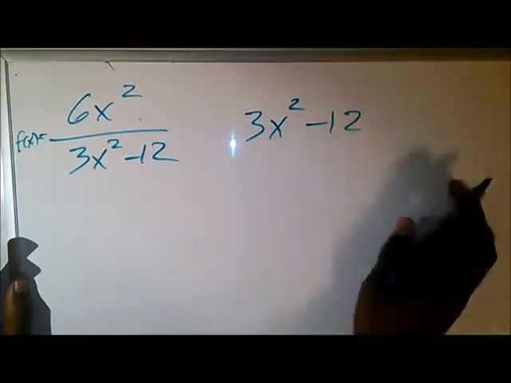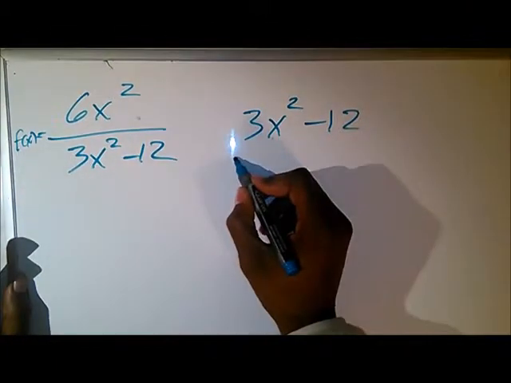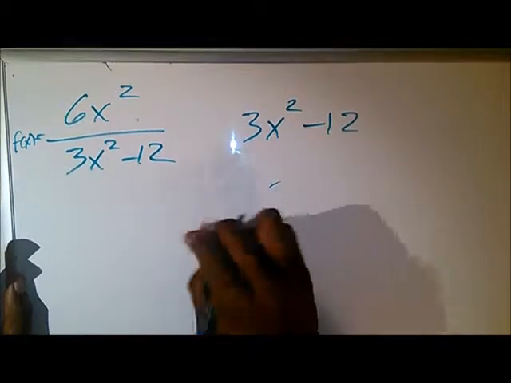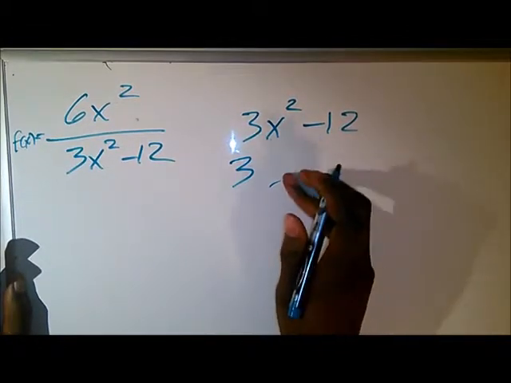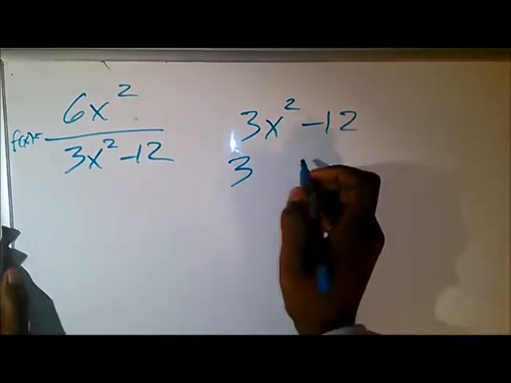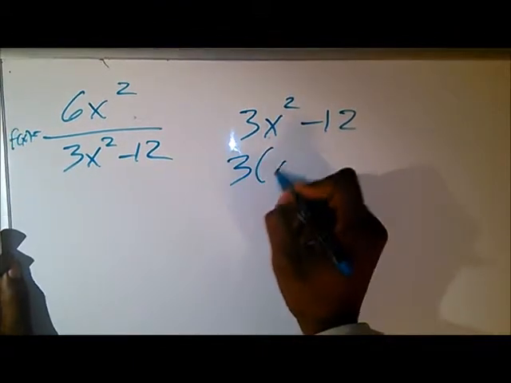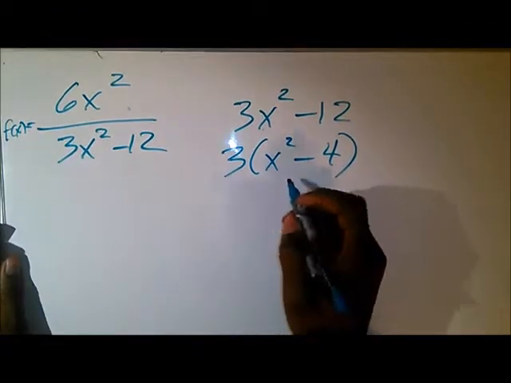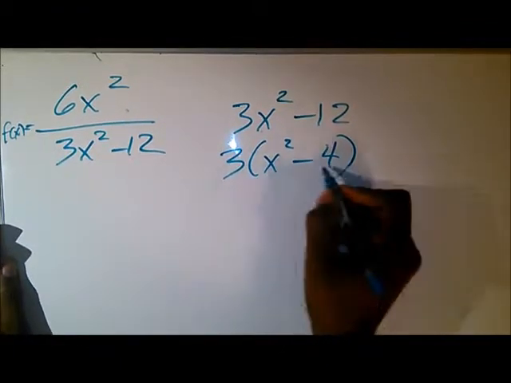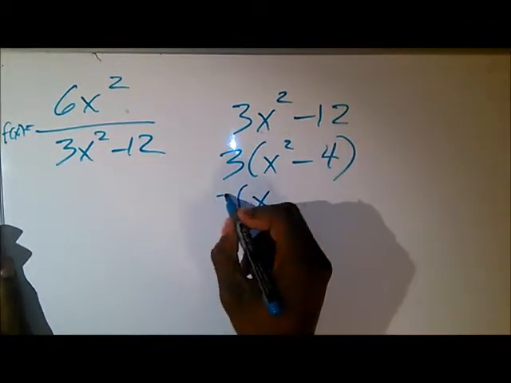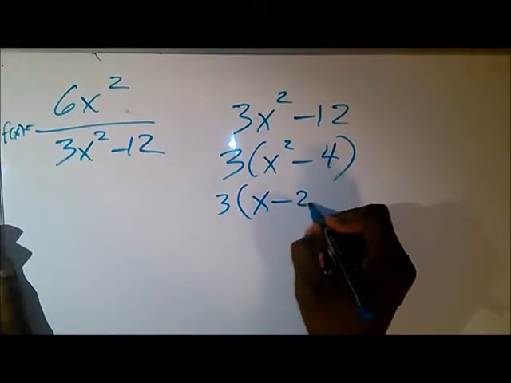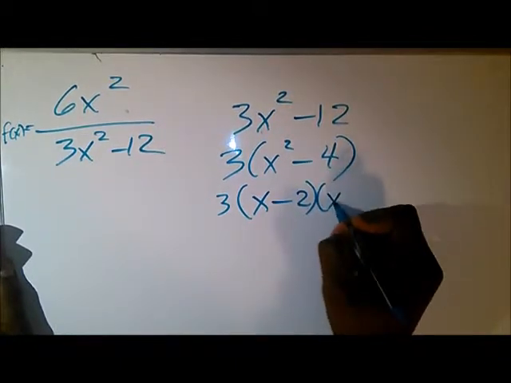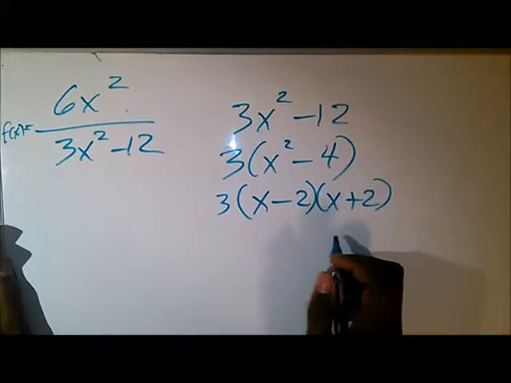We can solve for x in this way, or I can factor it. I'm going to factor it out. Kind of lazy here. x squared minus 4, we factor this further to x minus 2, x plus 2.